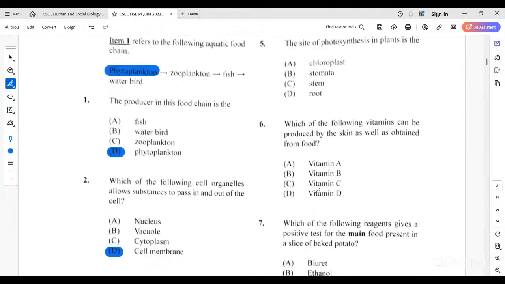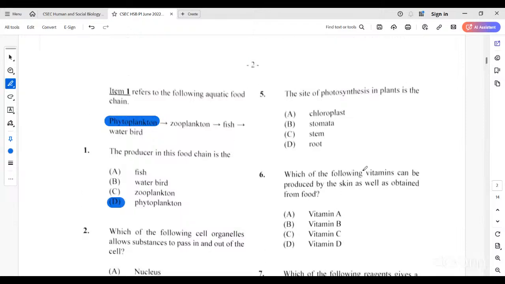Going on to number 5. The site of photosynthesis in plants is the chloroplast. So I don't think there is any other answer that could come. And even this question came as a paper 2 question for this year, right? They ask you what is the site for photosynthesis. They gave you the equation, and they ask you what is the pigment involved. It's chlorophyll. All right, so chlorophyll is found inside chloroplast, which allows photosynthesis to take place.